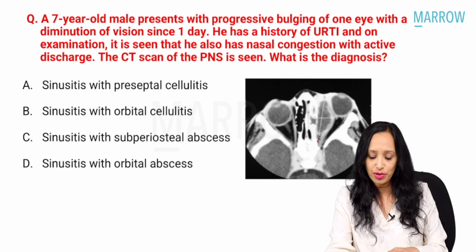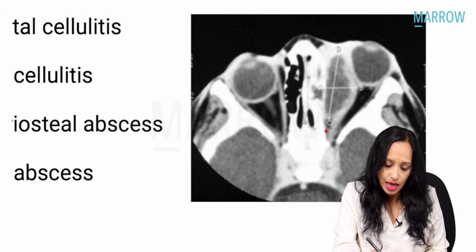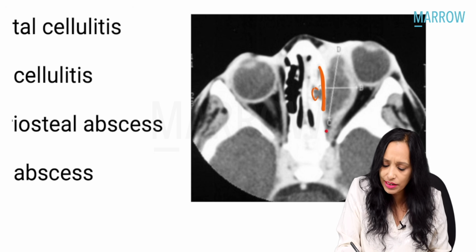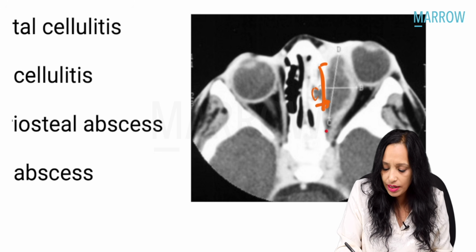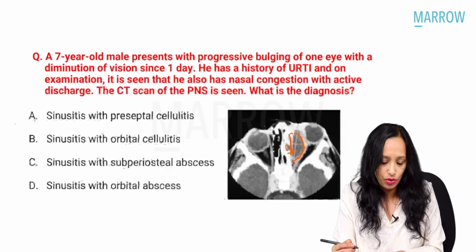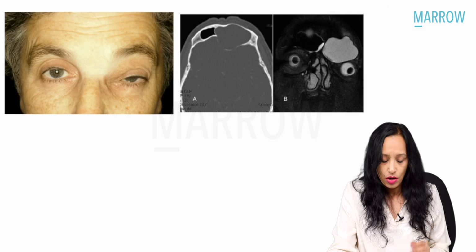So now let us come back to this question. What are we seeing on the CT? We are seeing the lamina papyracea, the ethmoids are involved, and just adjacent to the lamina papyracea, there is an abscess collection, subperiosteal abscess. So what is the answer? Sinusitis with subperiosteal abscess. So what are you seeing here?